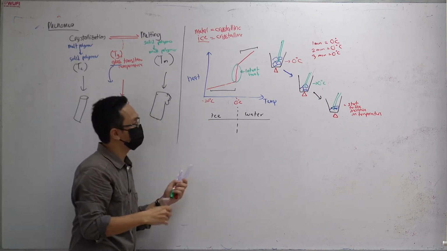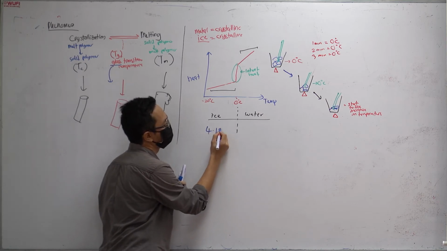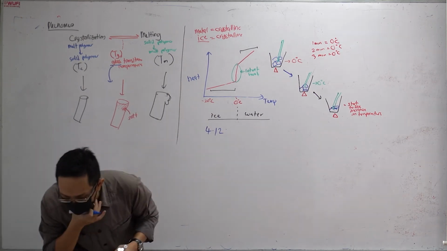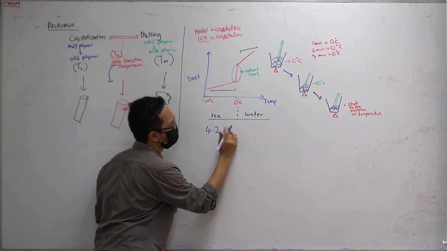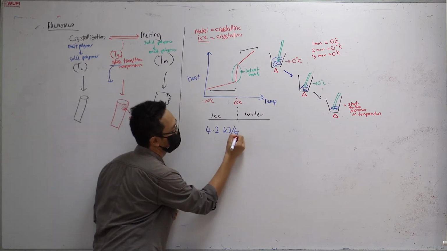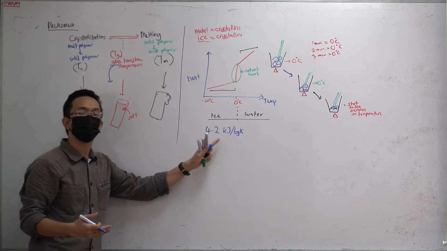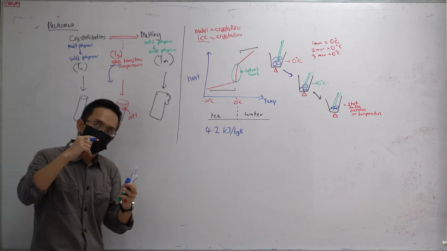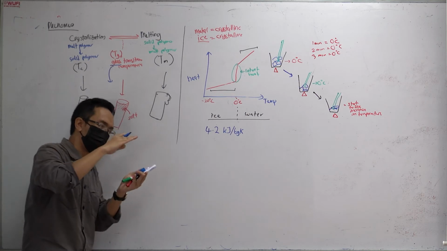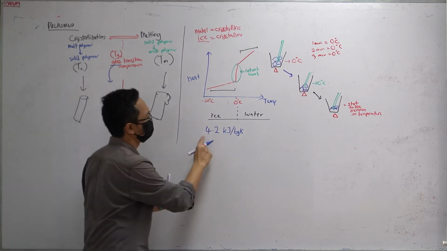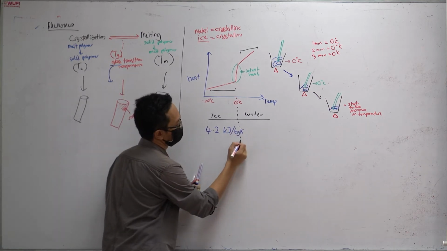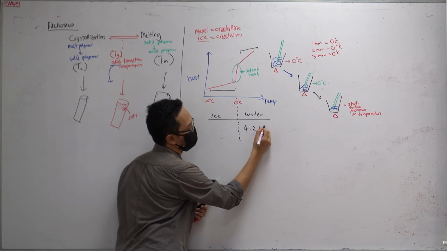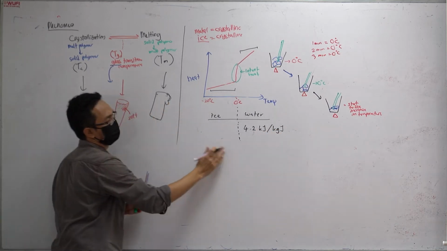So the heat capacity for the ice is around 4.12, if I'm not mistaken, or 4.2, I don't remember, 4.2 kilojoule. That is energy per kg Kelvin. Meaning it needs 4.2 kilojoule of energy to increase the temperature of 1 kilogram of ice by 1 Kelvin, meaning a difference of 1 Kelvin. Sorry, this is the other way around. For the water, the heat capacity is 4.2 kilojoule per kg Kelvin.